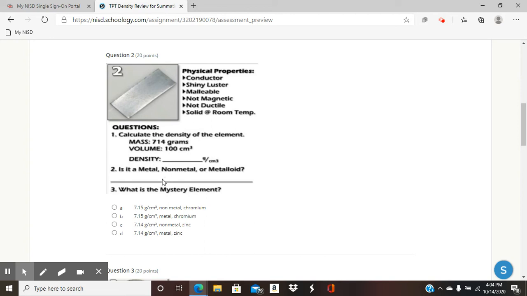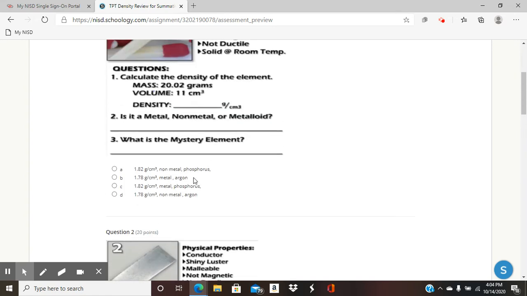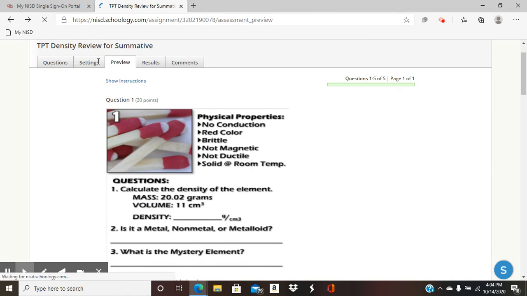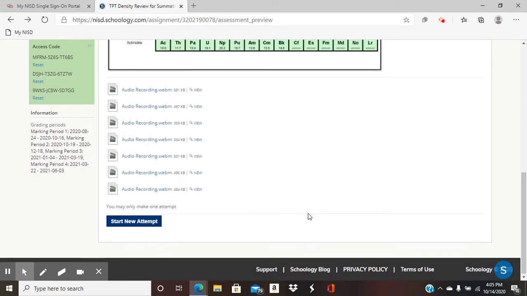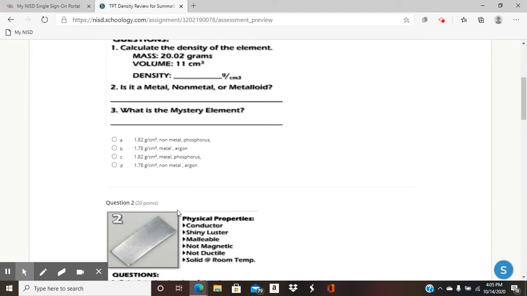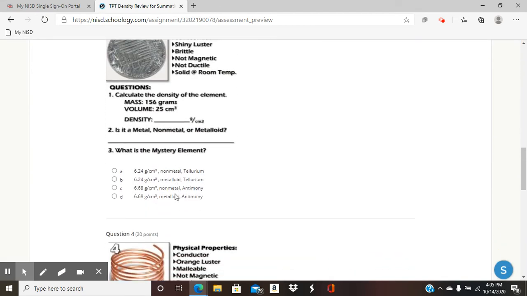You would tell me if it's a metal, non-metal, or metalloid, okay? And then when you go back to tell me what the mystery element is, look at the density number, and go back to your periodic table and look for the number. And whatever number it is, that is your element, okay? You would do the same thing for question number 3.